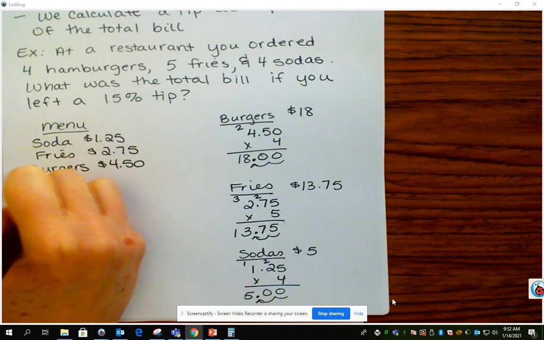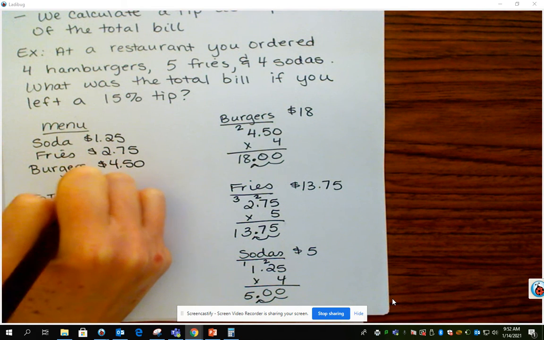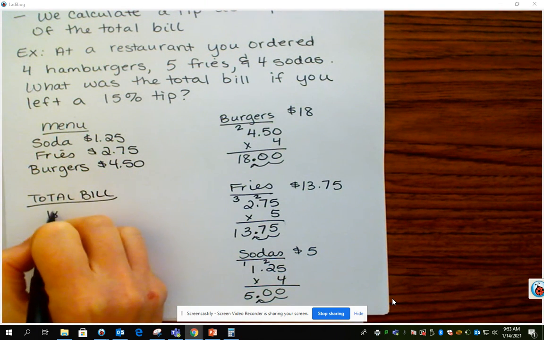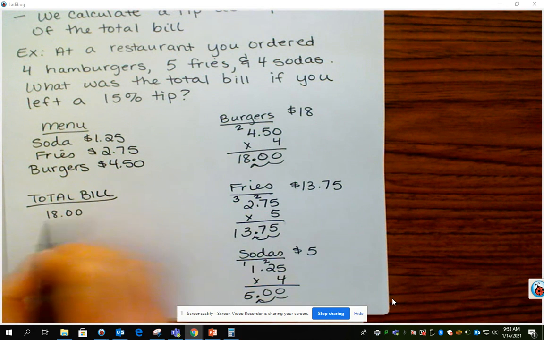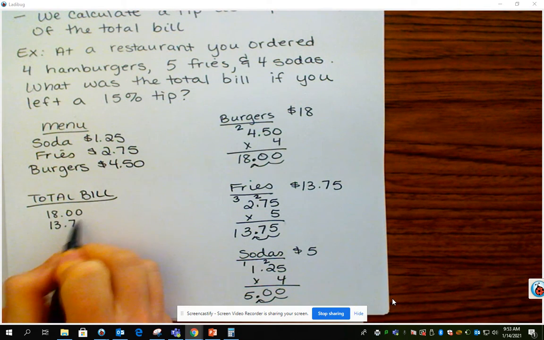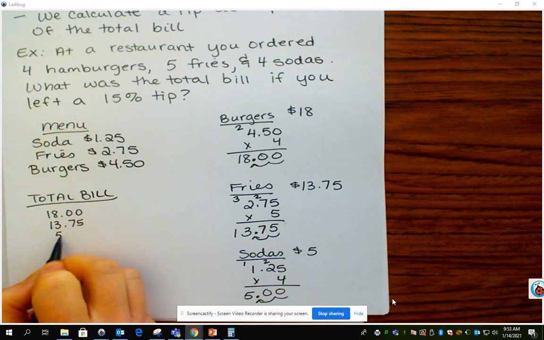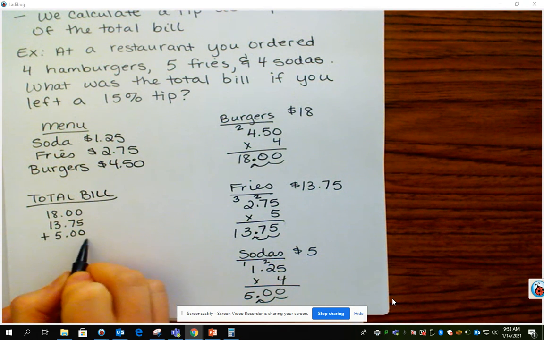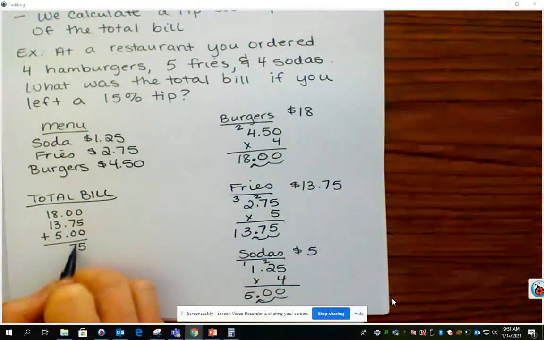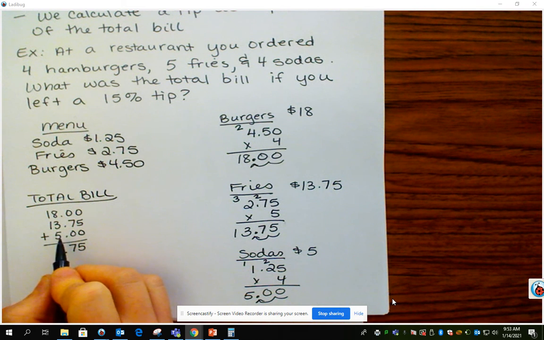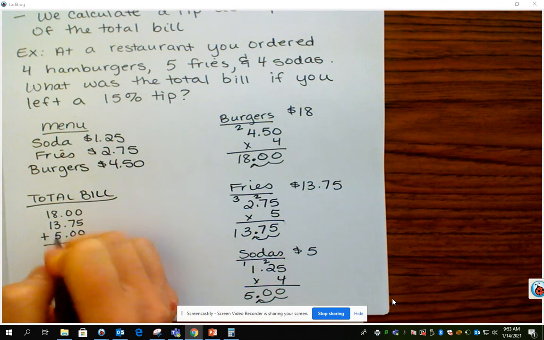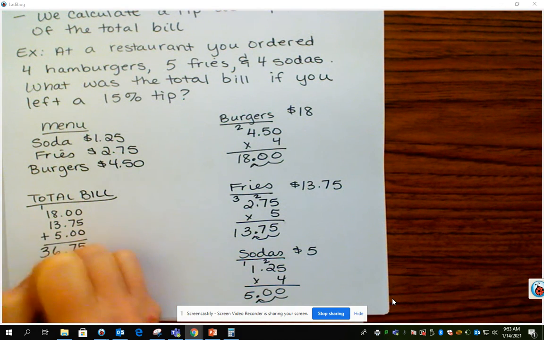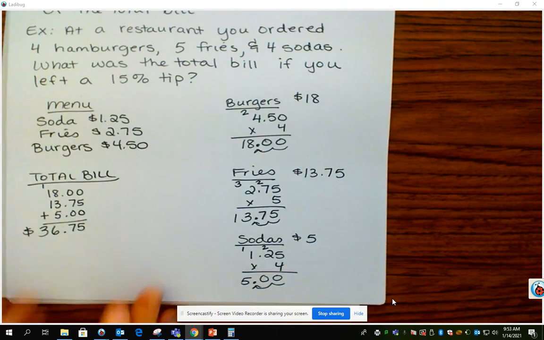So for my total bill, I need to add up 18 plus $13.75 plus 5. Notice I did line up my decimals and make sure that was all correct. We've got 5, 7, 11 plus 5 would be 16, 1, 2, 3, $36.75. So that's my total bill.